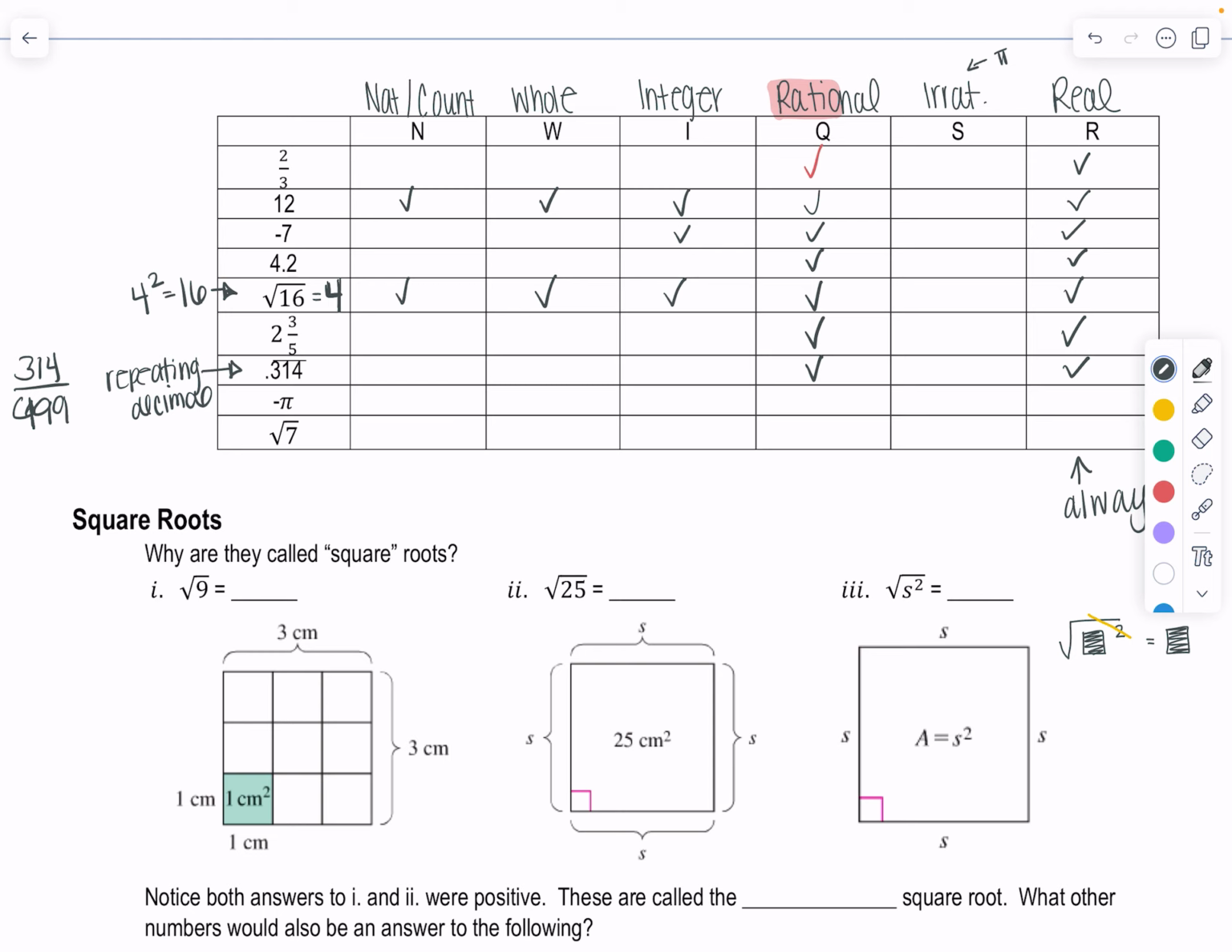Negative pi. Pi is the prime example of the irrational. I cannot write pi as a fraction. If you type pi into your calculator and try to convert it to a fraction, it's going to keep giving you back the same decimal, but it is a real number. And then square root 7, that's another one.